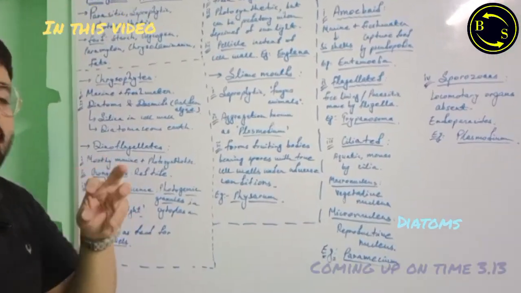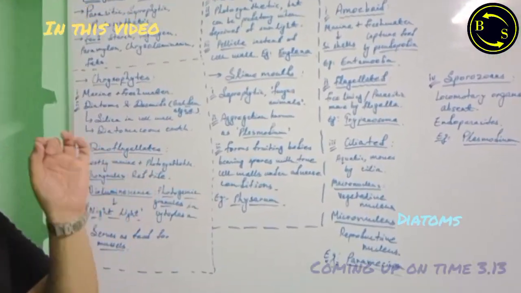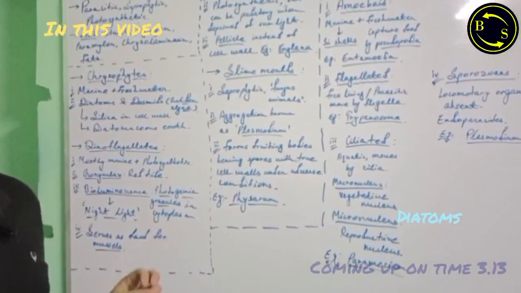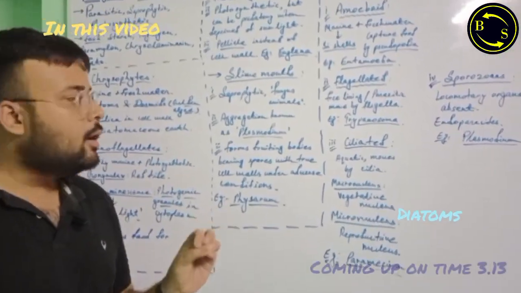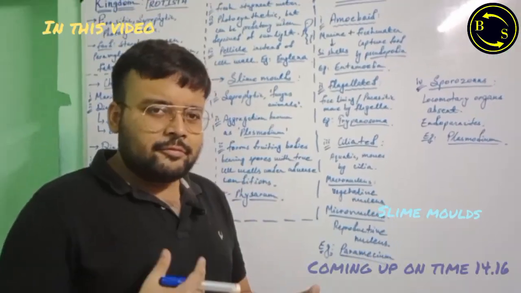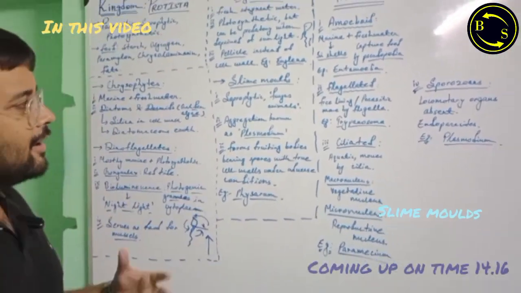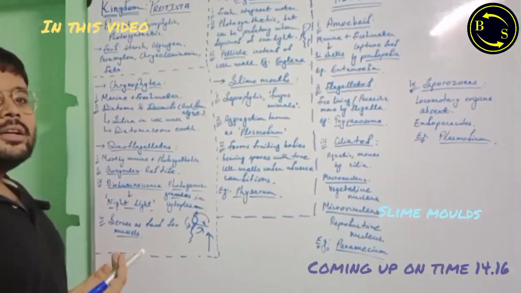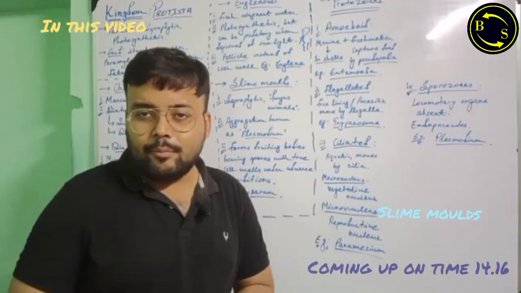Shell means their cell wall is infused with silicon. So this silica infused cell wall is called the diatom shell. Very disgusting to touch, actually, is the slime molds. They are known as fungus animals. Now this name is very interesting.